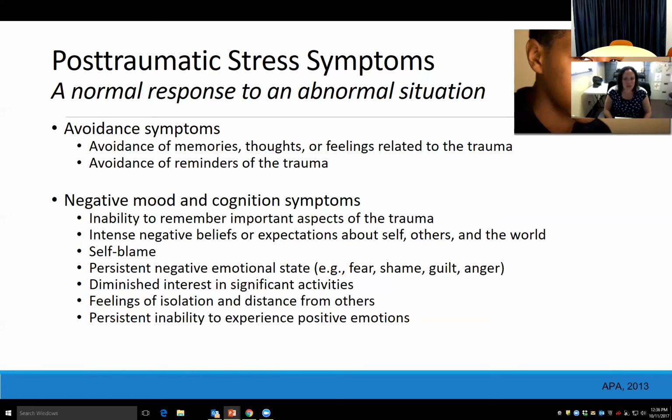Self-blame, so taking responsibility for the trauma when, perhaps, it was not my responsibility. Experiencing a persistent negative emotional state, so persistently feeling angry, feeling shameful, feeling fear. Having a diminished interest in activities I used to enjoy. So I no longer want to play baseball. I no longer want to spend time with friends, do the things that used to be fun to me. Feelings of isolation and distance from others, just not being as close in my relationships. And then a persistent inability to experience positive emotions. People sometimes refer to this as emotional numbing. The individual may say, I just feel nothing.